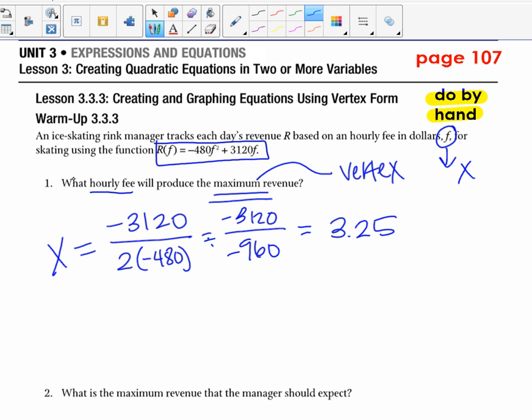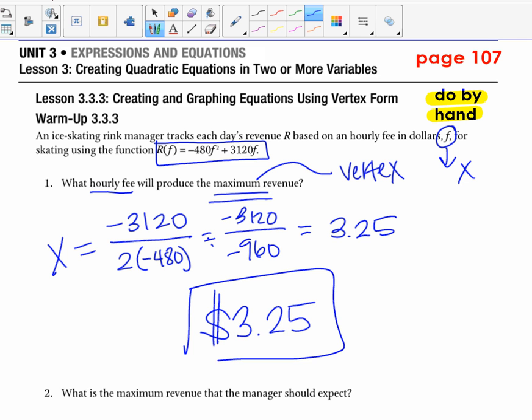So think about the context of the problem. The context is saying what hourly fee will produce the maximum revenue, so that's in dollars. So your answer would be $3.25 is your hourly fee.